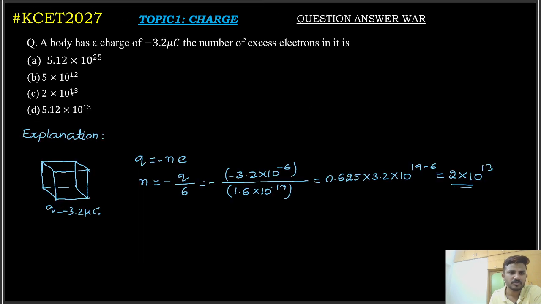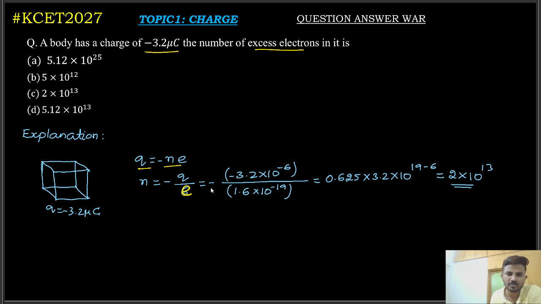Yeah. So here a body has a charge of minus 3.2 microcoulomb. The number of excess electrons is similar to the previous case, just use the charge quantization formula, that is Q is equal to minus Ne, because the charge given is negative, that's why I have taken minus Ne. So N is equal to minus Q by E.